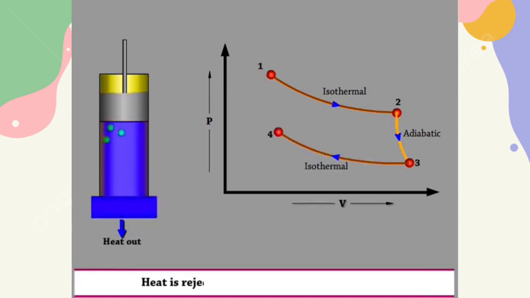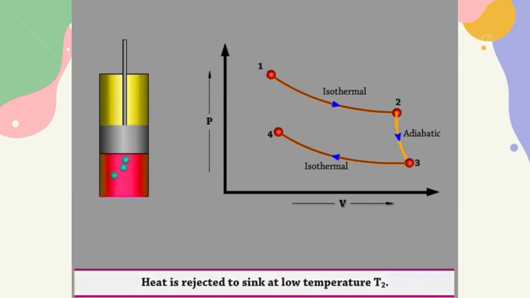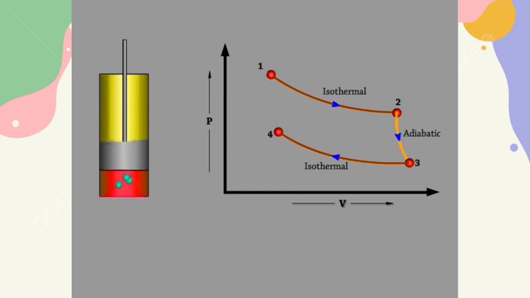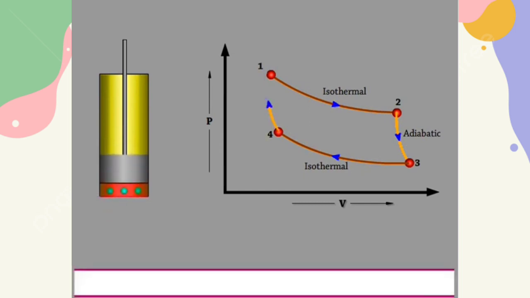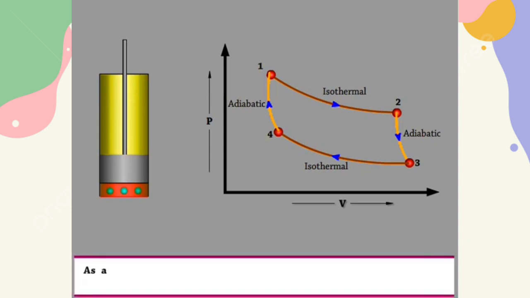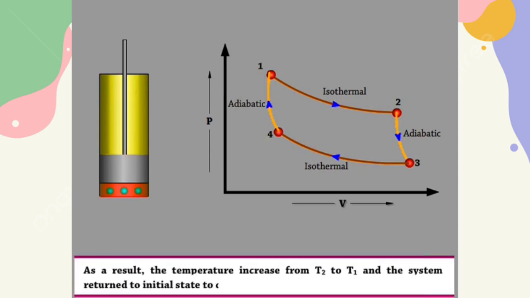Process 3 to 4, isothermal compression, heat is rejected to the sink at low temperature T2. Process 4 to 1, isentropic compression, no heat is rejected. Work is done on the system. As a result, the temperature increases from T2 to T1 and the system returns to its initial state to complete the cycle.